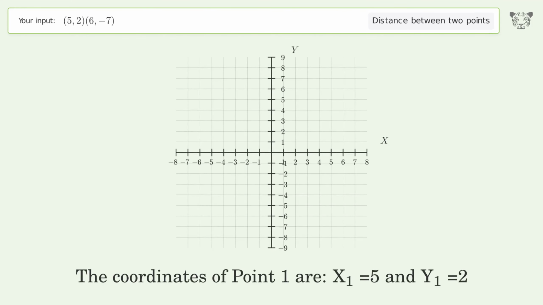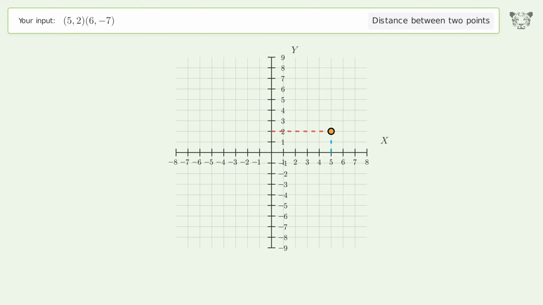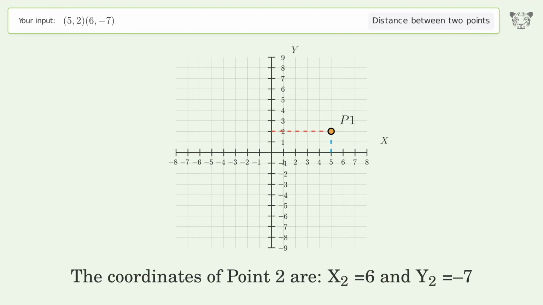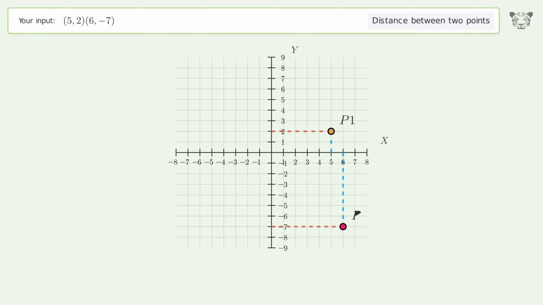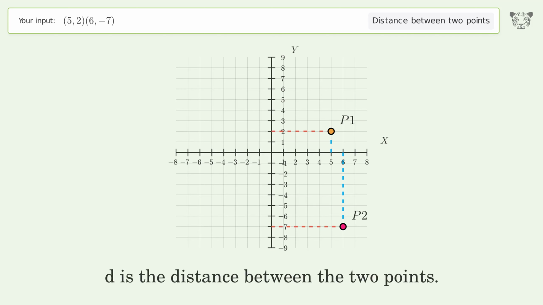The coordinates of point 1 are x1 equals 5 and y1 equals 2. The coordinates of point 2 are x2 equals 6 and y2 equals -7. D is the distance between the 2 points.